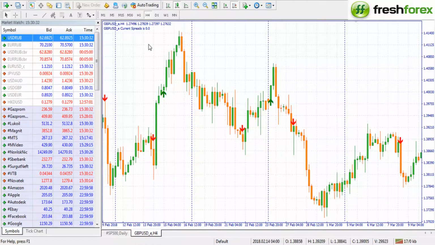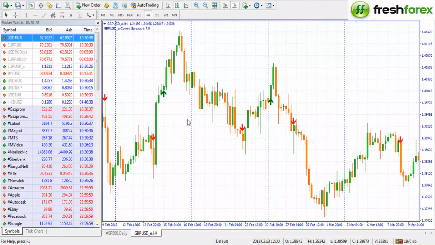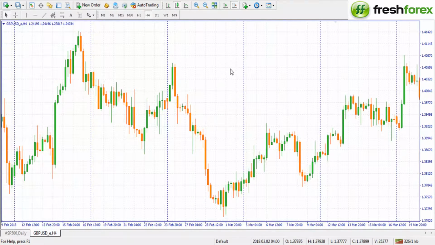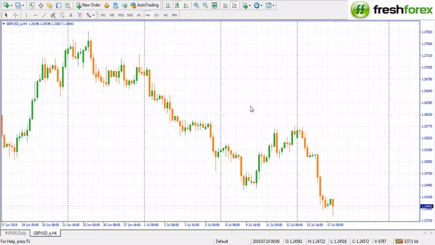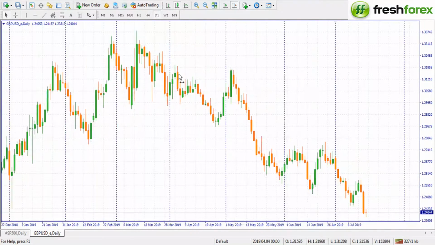Just a second. Let me have my platform loaded. Good, here we are. So this is how my screen looks. This is GBP USD, and we look at the weekly chart.